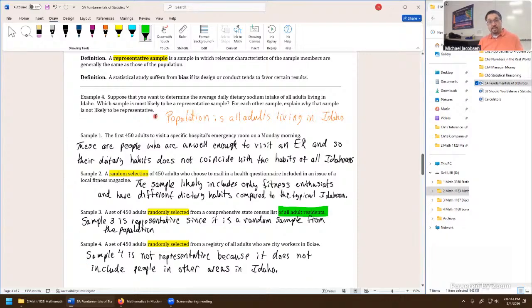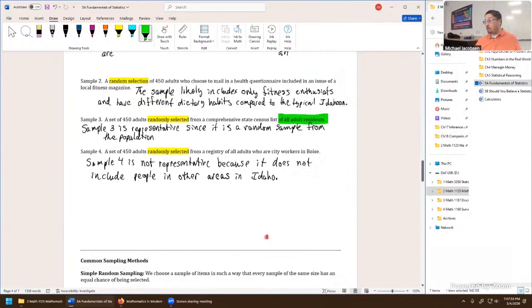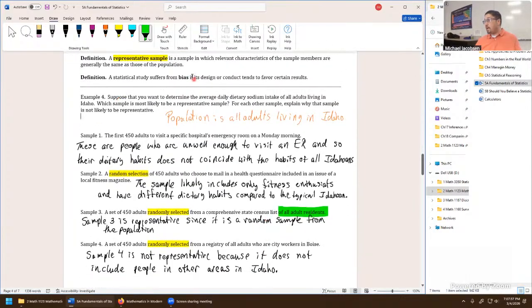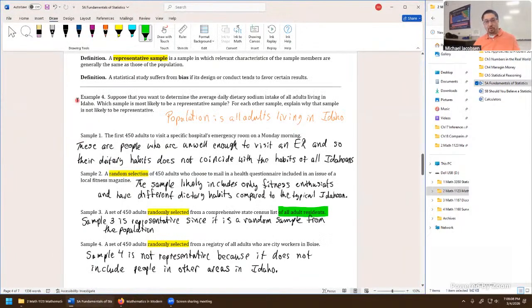What we'll take a look into next when we come back on Thursday's class tomorrow is different sampling designs and look at the dichotomy of getting data from an experiment versus an observational study. After we do that, we'll look more closely at biases, things that can go wrong. Unit 5B, should you trust a statistical study? Kind of an inflammatory title the author decided to go with on that one.